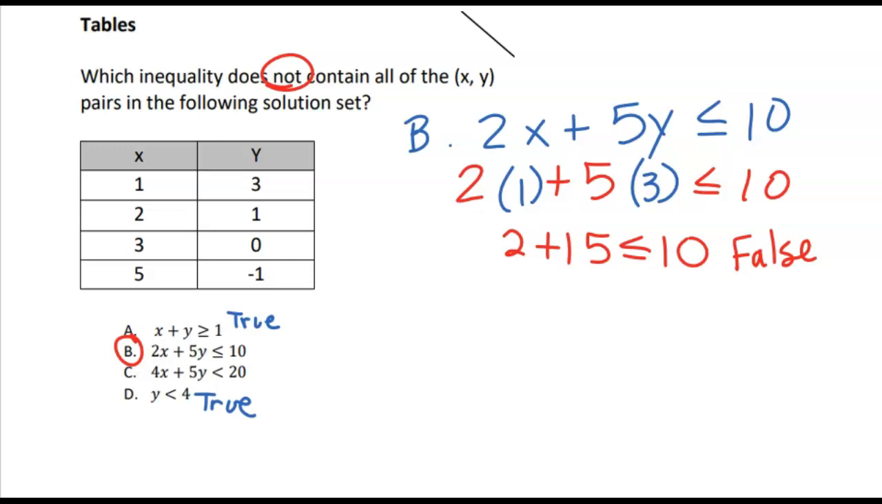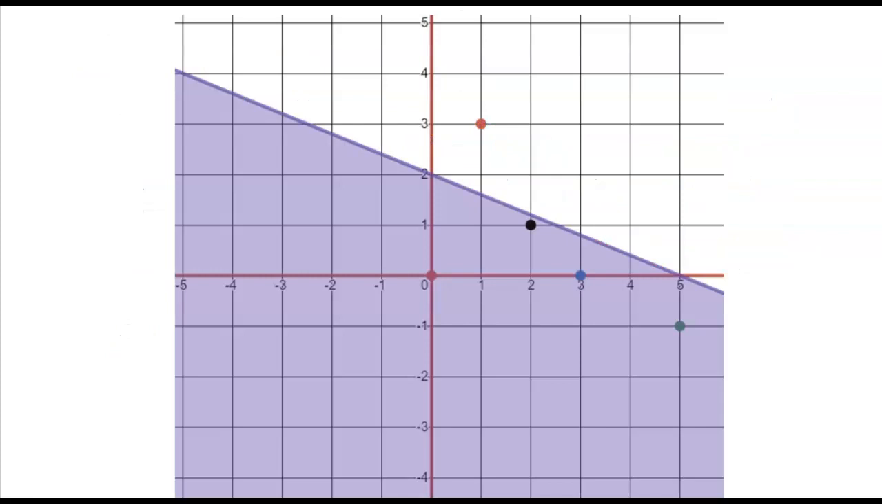So what you're going to do is you're going to plug in your points into your inequalities and figure out, is it a true inequality or a false inequality? If you graph B, there's that point that I just plugged in. Is that point in the shaded area? And that's why it came out to be false, because it was not in the shaded area.